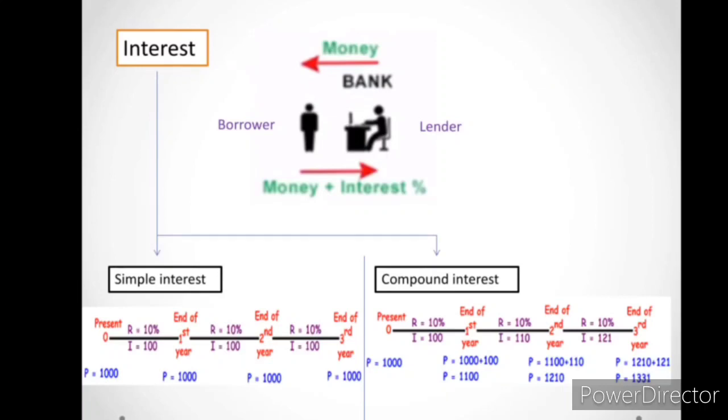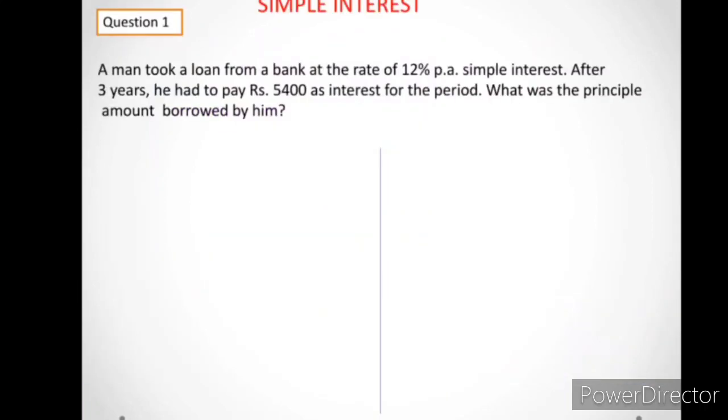Okay, let's go to the question part first. Let's solve some problems related to simple interest. Here we have question number 1. A man took a loan from a bank at a rate of 12% per annum, simple interest. After 3 years, he had to pay rupees 5400 as interest for the period. What was the principal amount borrowed by him? Here the question is, what was the principal amount borrowed by him?